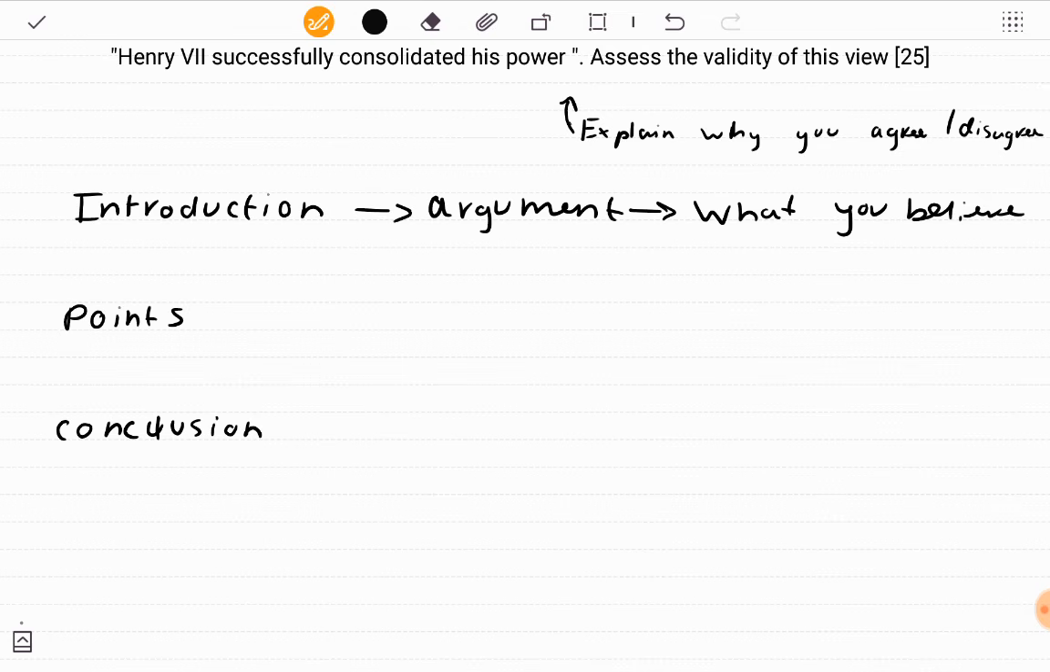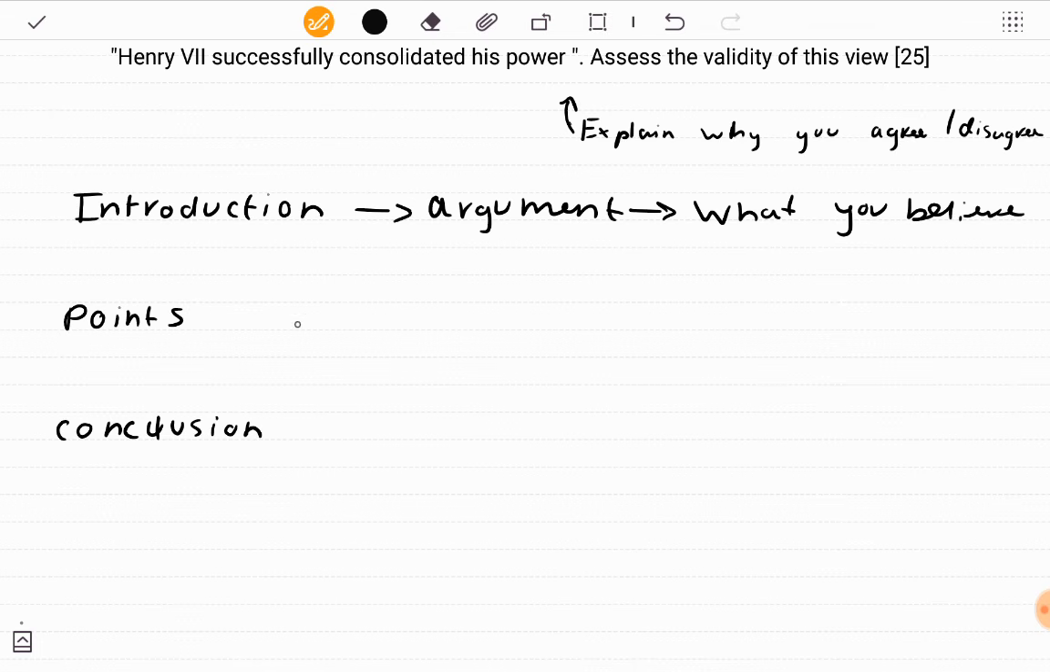Now, you don't have to agree or disagree. You can go somewhere in the middle. You can say there are aspects of both sides of this argument that are true. You can just say, well, this is true, however, there are areas of his reign that weren't as successful. So you don't have to go one side or the other. And it's very rare that they will give you an essay question that only really has one answer. So you have to have discussion.